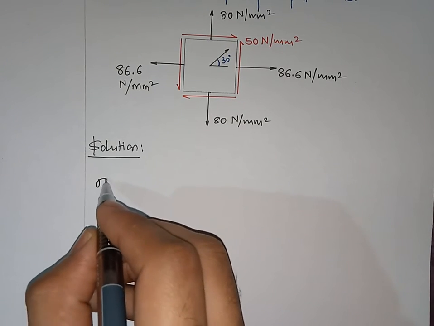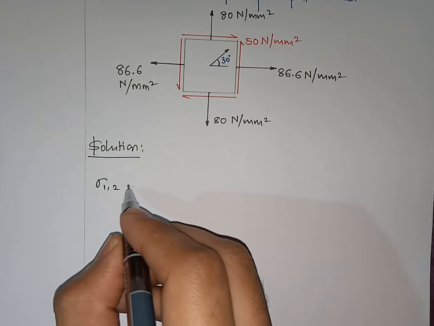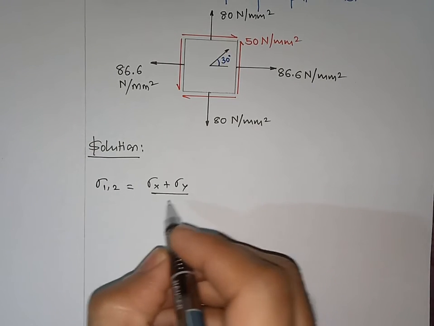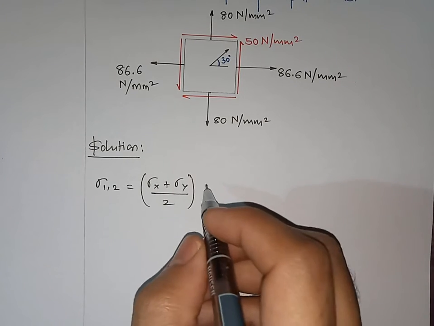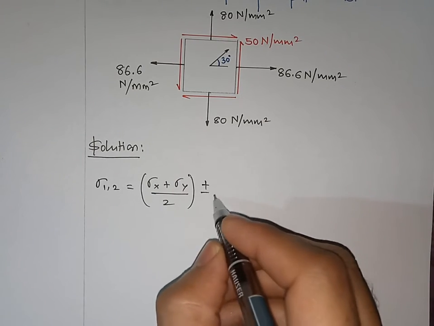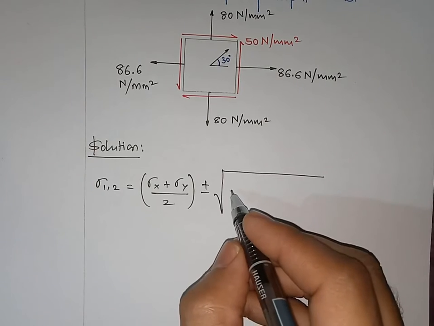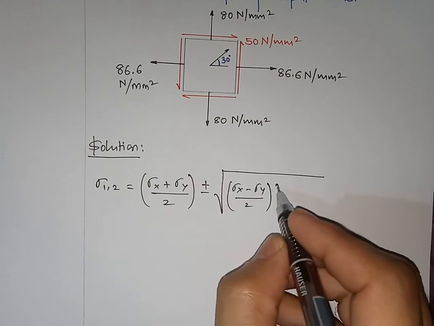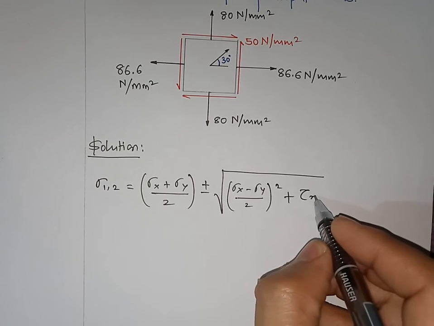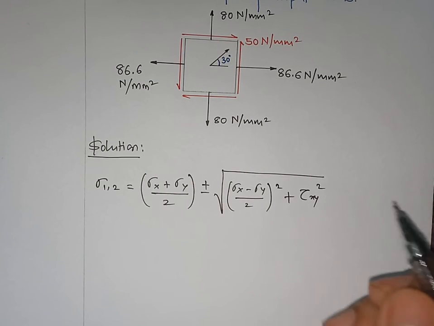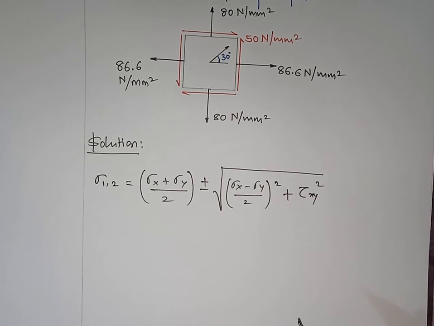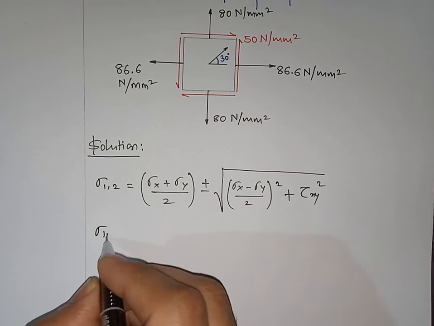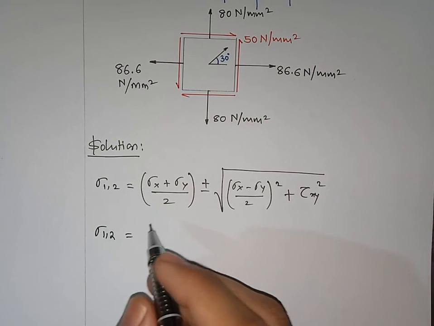So I am interested to find out what principal stresses and orientations of principal stresses, right? So principal stresses is given by sigma 1, 2 is equal to (sigma x plus sigma y) divided by 2, plus or minus under root of ((sigma x minus sigma y) divided by 2) the whole square plus tau xy square. You need to know these formulas by heart.